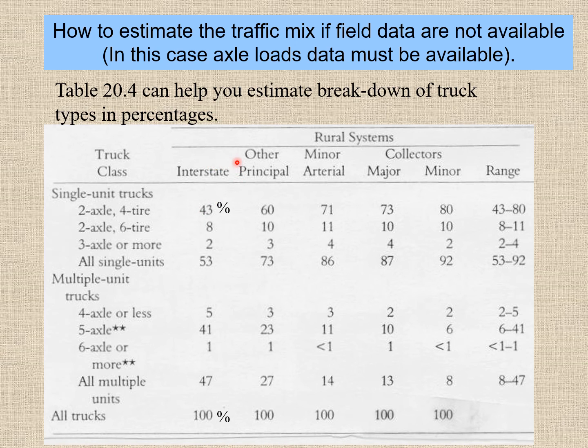So here we are having the different systems: interstate, other principal arteries, minor arteries, collector roads, major, minor. Let's say you are considering the interstate highway. In that particular case you can take 2-axle 4-tire vehicles as 43% of the total traffic, this as 8%, this as 2%, and if you add all that, it is coming equal to 53. As far as the multiple unit trucks are concerned, you may take 5% for 4-axle or less, 41 for 5-axle, and for 6-axle or more 1. So if you add them, it is coming 47. So 47 plus 53, that is coming 100. So if field data are not available, then you can use this table to estimate the traffic mix for the pavement design.